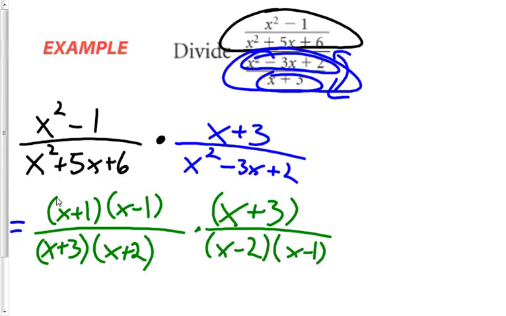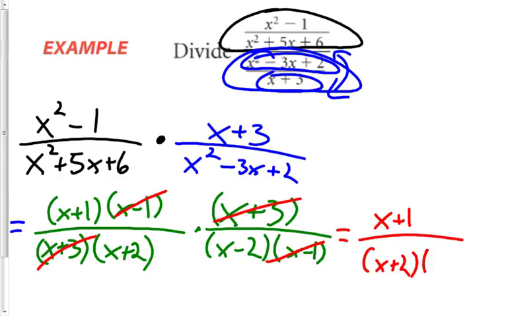Now, since this is multiplication, I know x plus 3 divided by x plus 3 is just like multiplying by 1. X minus 1 divided by x minus 1 is also 1. So my final answer is x plus 1 divided by x plus 2 multiplied by x minus 2.